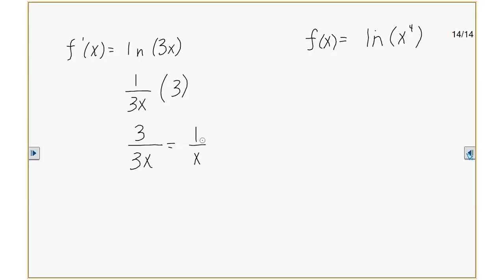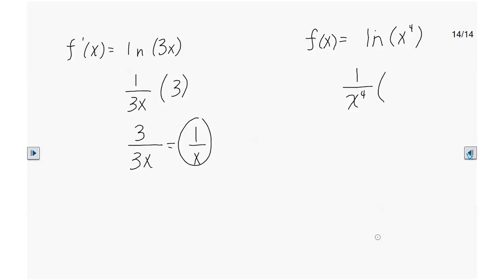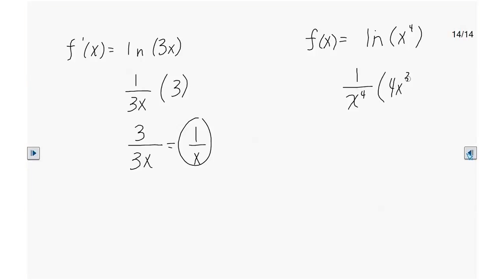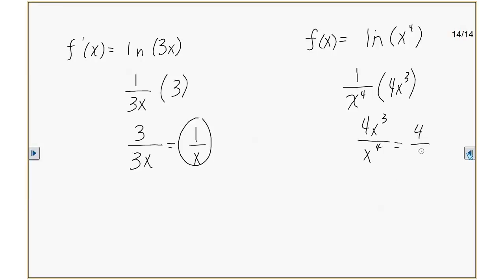Is that going to happen every single time? No, it's not. I got one right here. Well, this one right here is not going to work out there. So 1 over x to the 4th times the derivative of x to the 4th is 4x to the 3rd. So you get 4x to the 3rd over x to the 4th. And that comes out to be 4 over what? X. Okay? It's not going to work out all the time.